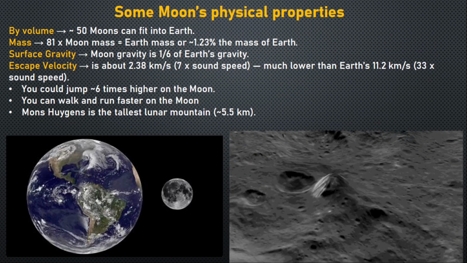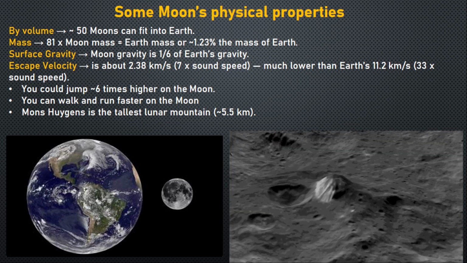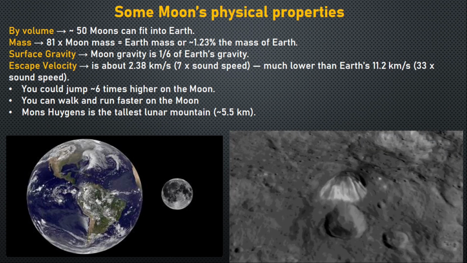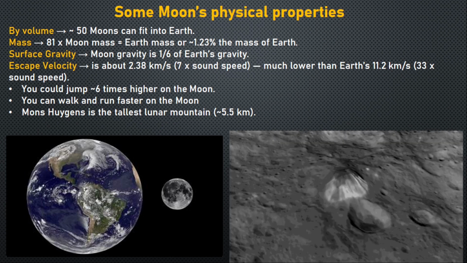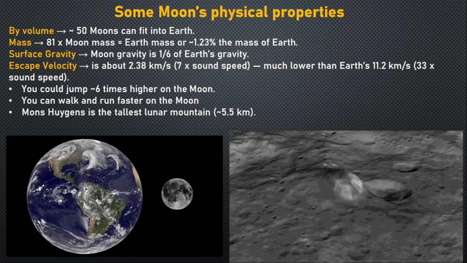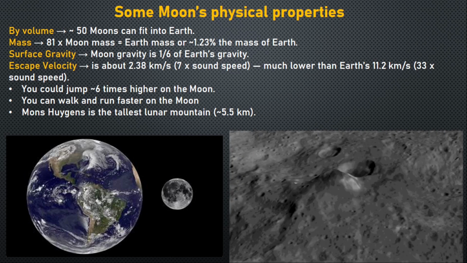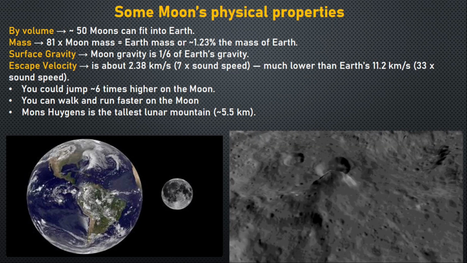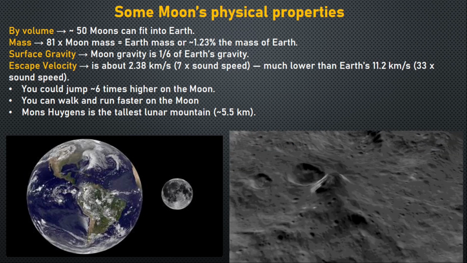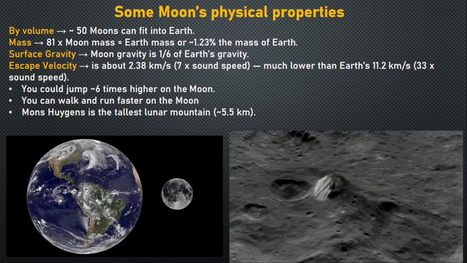So let's talk about the moon's physical properties. Like I said, I don't want to bore you with numbers, so I have just done the calculations for you. By volume, you can bring 50 moons into Earth. If the Earth were a hollow sphere, you could stack 50 moons inside it. So that should tell you the ratio of the volume between the moon and Earth.